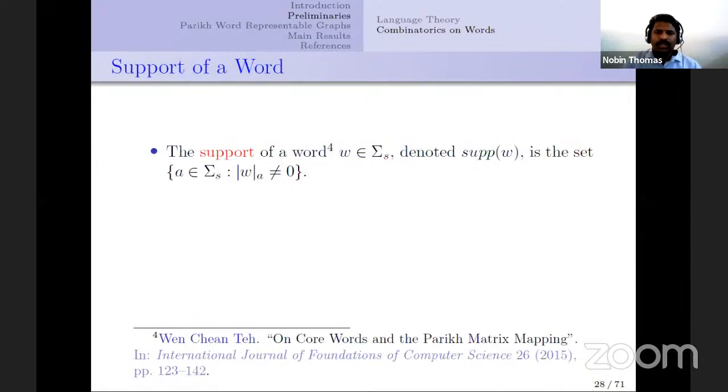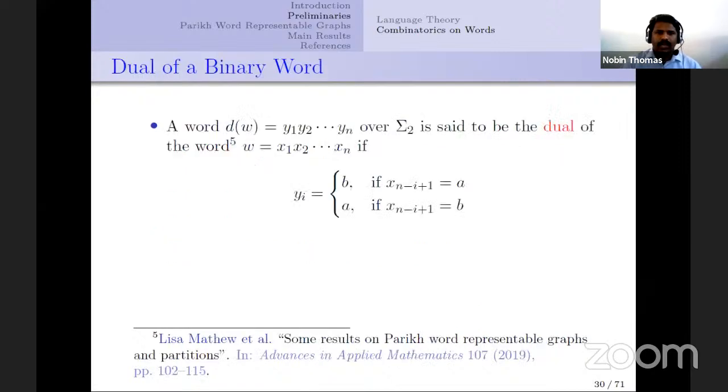The support of a word, denoted by sup w, is the set of all a belonging to sigma x such that the number of a's in w is non-zero. For example, w equal to bccbc, which is a ternary word, but its support is {b, c} because the alphabet a is absent here.